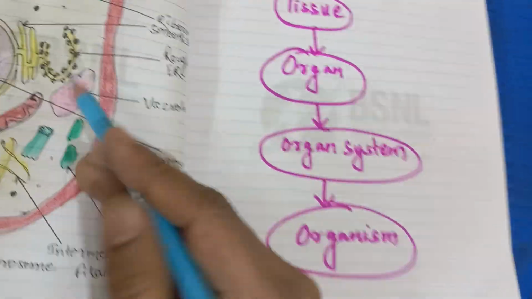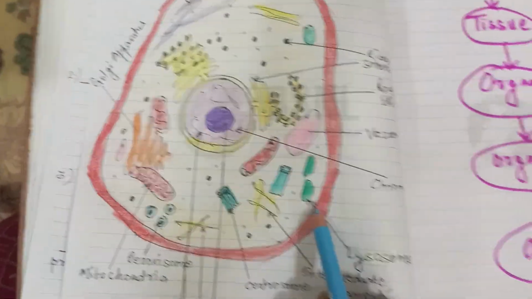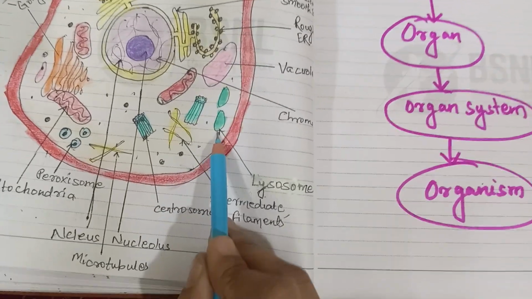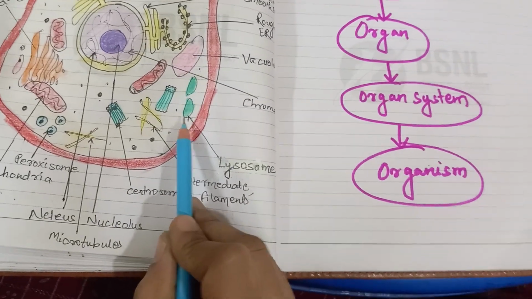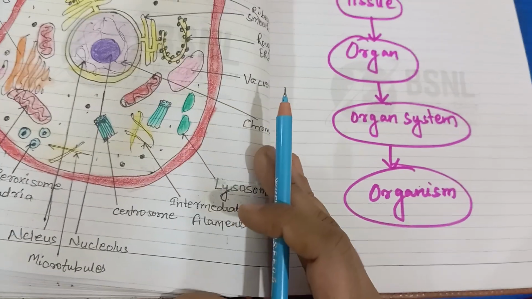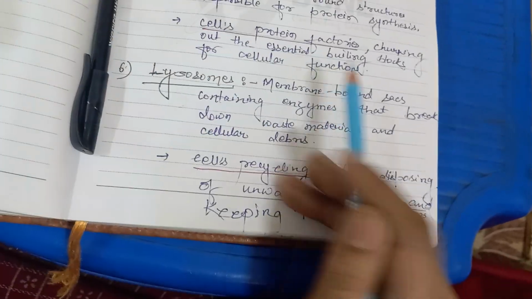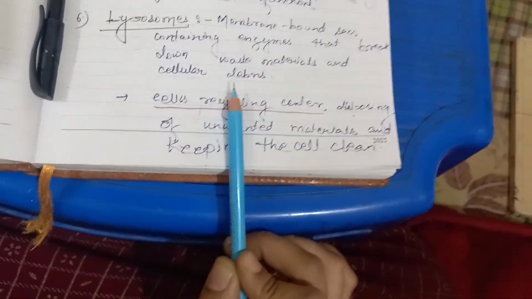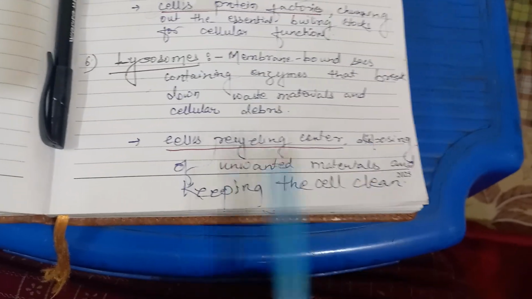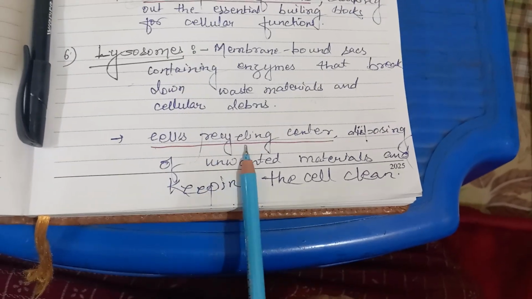Our next is the lysosome. It is also a very important cell organelle present in the animal cell. These are used for the detoxification of the animal cell. Whatever debris is there, it can detoxify the cell. So you can say it is a membrane-bound sac, and it contains enzymes, and it is called the cell's recycling center.